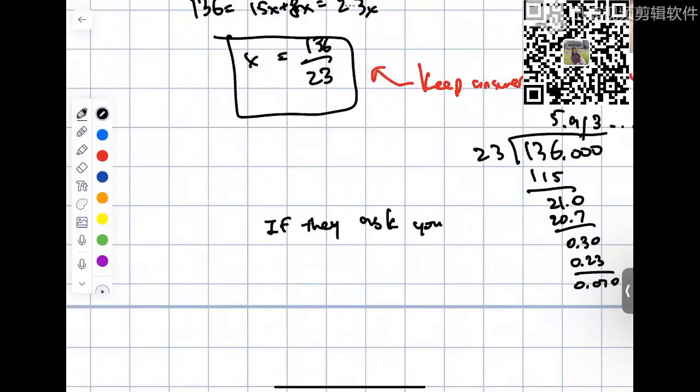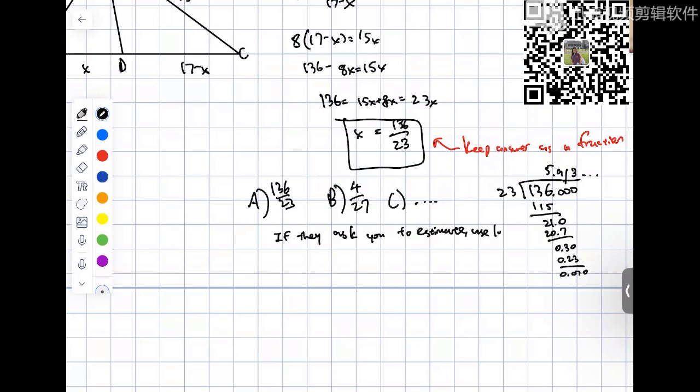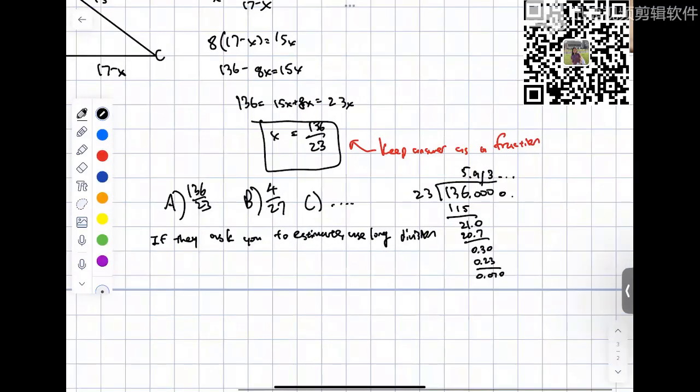Will they ask for the answer as a fraction? Yeah, the answer would look like A, B, C, whatever. That's what it might look like. But this is just long division, right? Really long division. Technically you could extend this infinitely. Obviously you don't have to. They're not going to ask you to do like 25 digits. This isn't like memorizing pi.